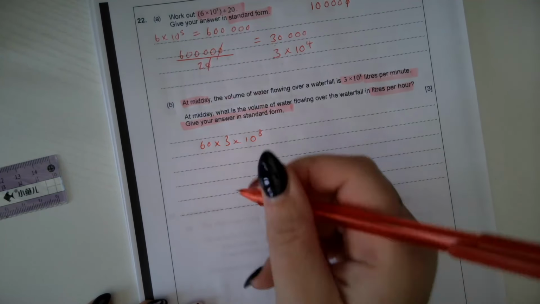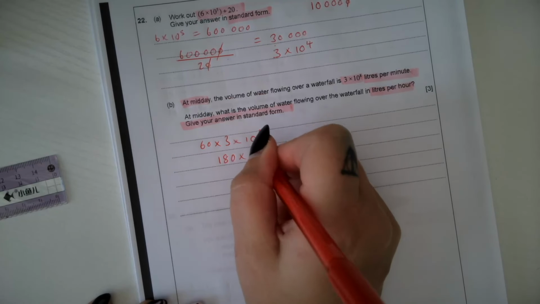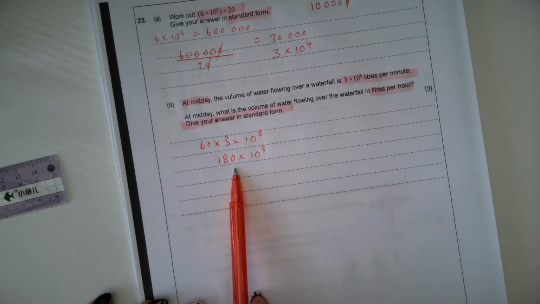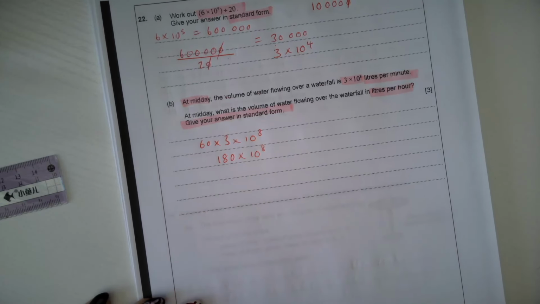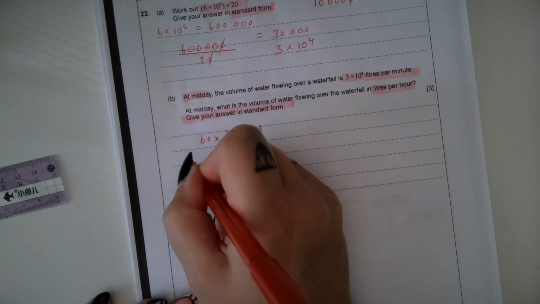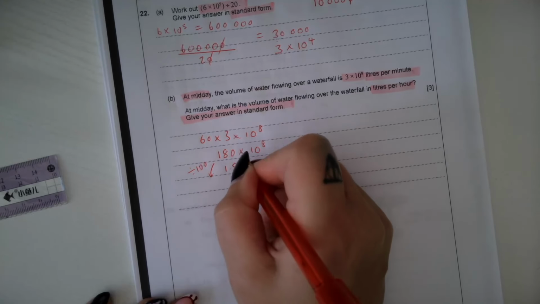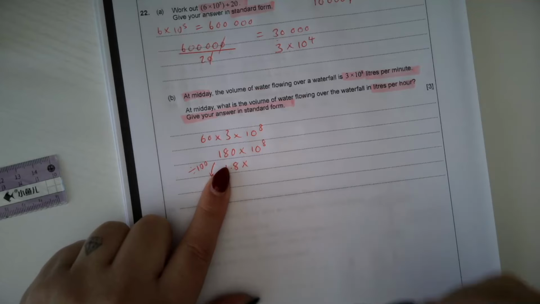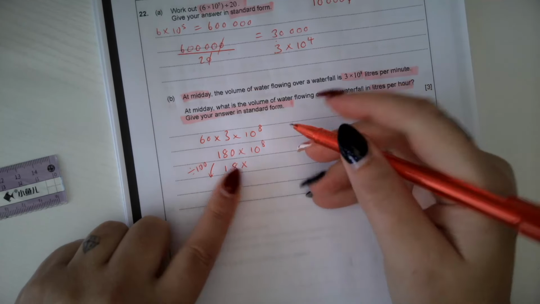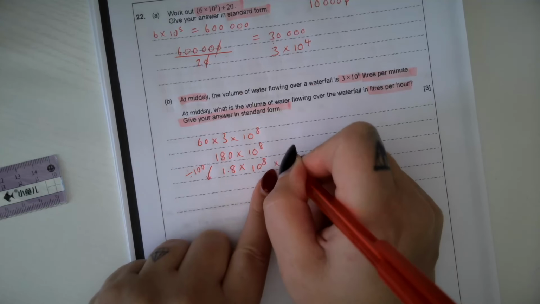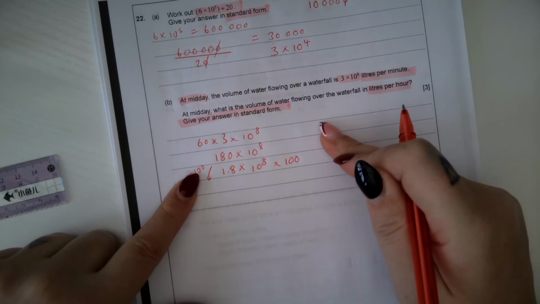Well, 60 times 3 is 180. 180 times 10 to the power of 8. Now we want our answer in standard form. Standard form is a number between 1 and 10 multiplied by 10 to a power. 180 is not a number between 1 and 10. So we are going to have to divide 180 by 100, which would give us 1.8, which is between 1 and 10. But because we've divided by 100, that means we'd need to multiply by another 100 on the end here. So we'd have 10 to the power of 8 times by 100 to get it back to its original value.